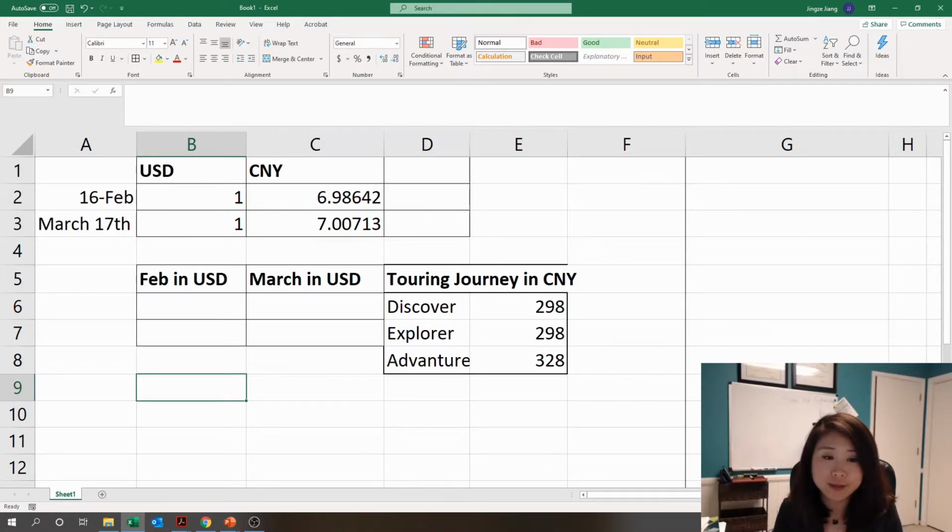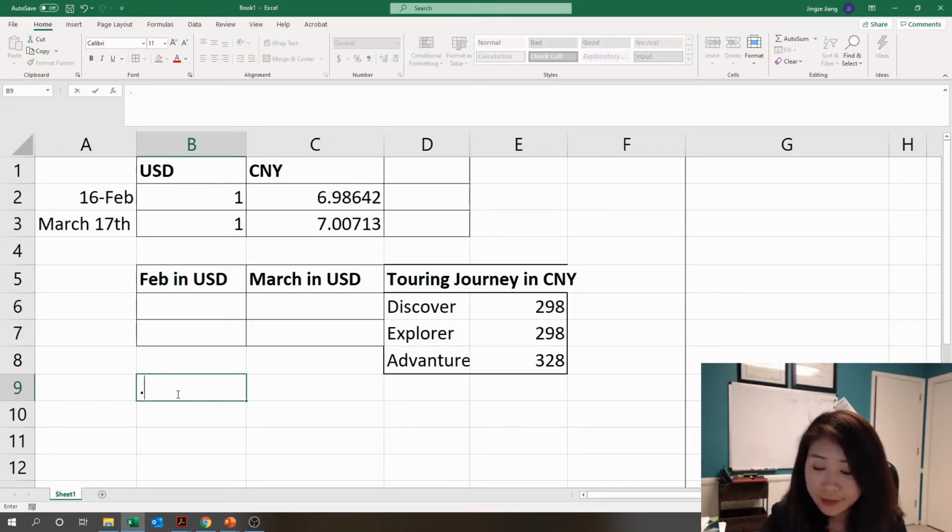So now the question here is, if the US dollar appreciated in this situation, will U.S. tourists be more likely to purchase the touring journey package in Chinese Starbucks? To answer this question, we have to know how to convert this 298 or 328 back to US dollars. To do this, you have to know the formula that can convert goods denominated in Chinese yuan back to the US dollar. So let's do this practice together.